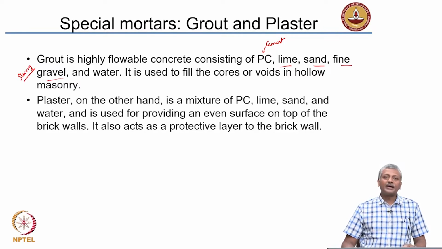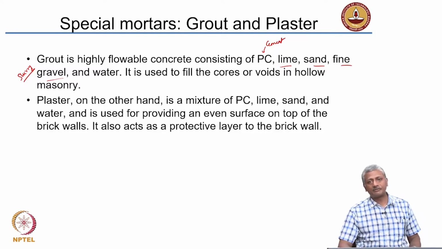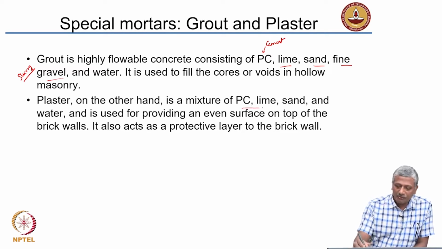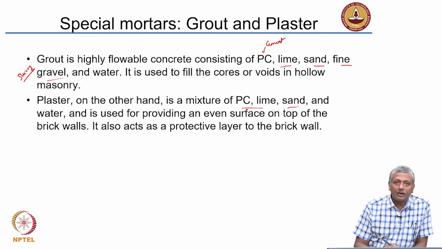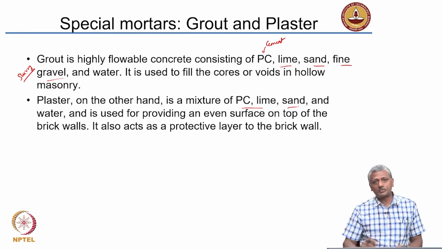On the other hand, plaster is something that you put on the top surface, outer surface of your wall. So, plaster is again a mixture of lime or cement and sand along with water. You do not put any larger aggregate in this case, you actually even sieve the sand through a smaller size and use only the small size sand.